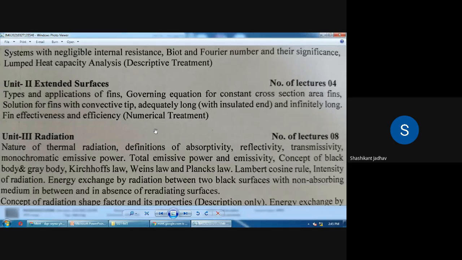By using these extended surfaces or fins, we have to dissipate the maximum heat into the surrounding. So what are the different applications where we have to use these extended surfaces? There is the economizer of the steam power plant, then the convector for steam and hot water heating system, then the radiator of the automobile, cooling coils, condenser coils.